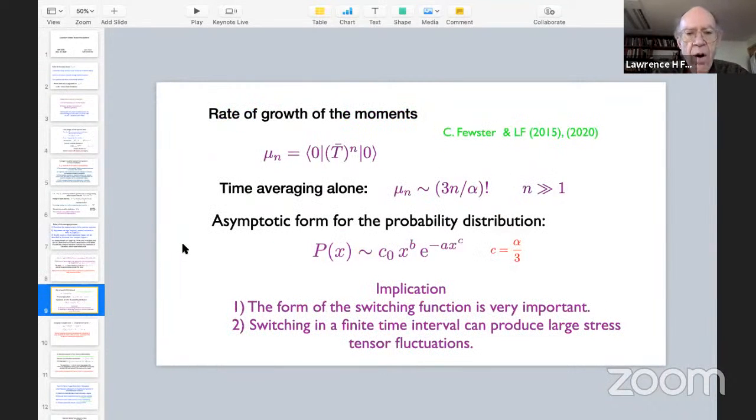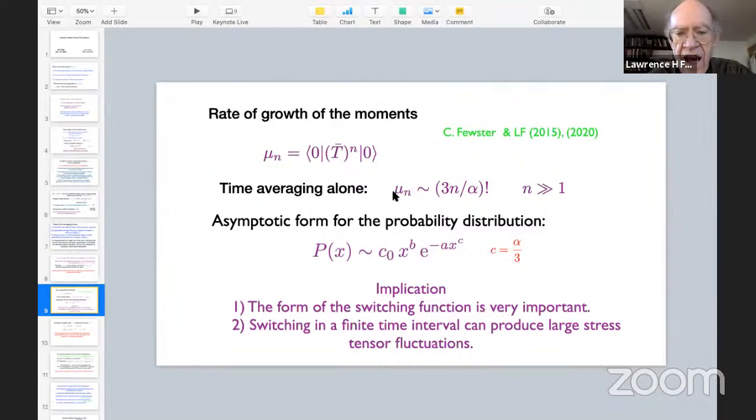So if we now go to the moments approach for discussing the probability distribution, this was developed in a couple of papers with Chris Fewster. The moment is defined as the expectation value, let's say in the vacuum state, which was our chosen state, of the nth power of this averaged operator. And in general, the moments tell you something about the probability distribution. Under certain conditions, the moments uniquely define the distribution. But even if they don't, they tell you something about how fast the distribution falls off.